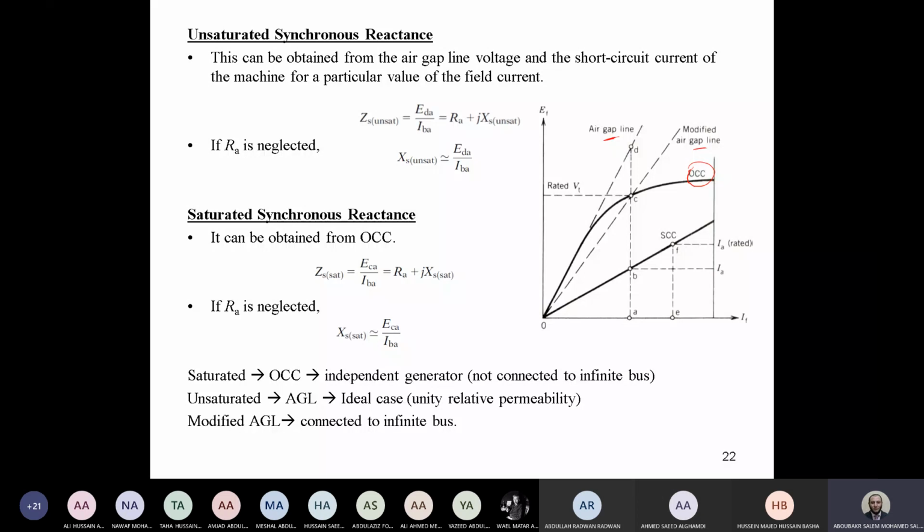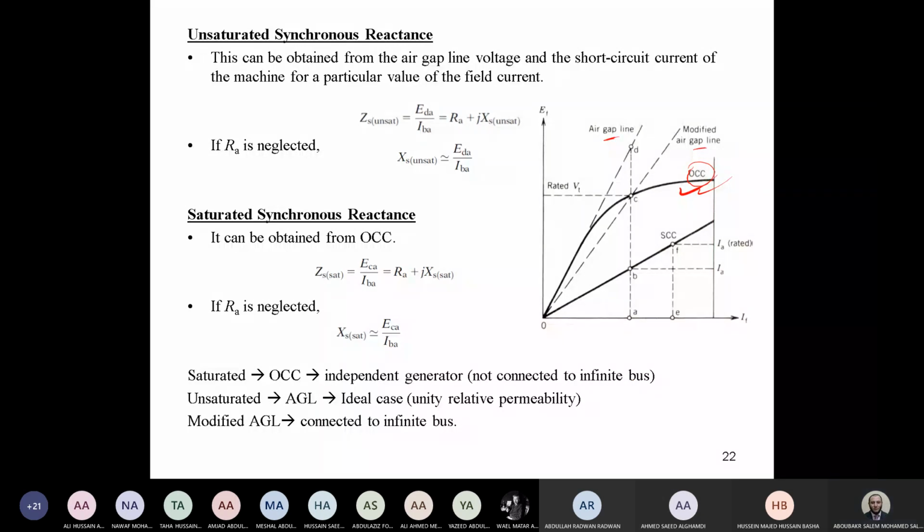Another line is called the modified air gap line. The modified air gap line is very important for machines. Why? If we have a generator supplying a certain load, guys, without any connection to other generators or to an infinite bus, we call it an independent generator. For an independent generator, we can find the relation between IF and EF simply using the open circuit characteristic. So the saturated open circuit characteristic is used when the generator is independent. Independent means not connected to an infinite bus. Fine.